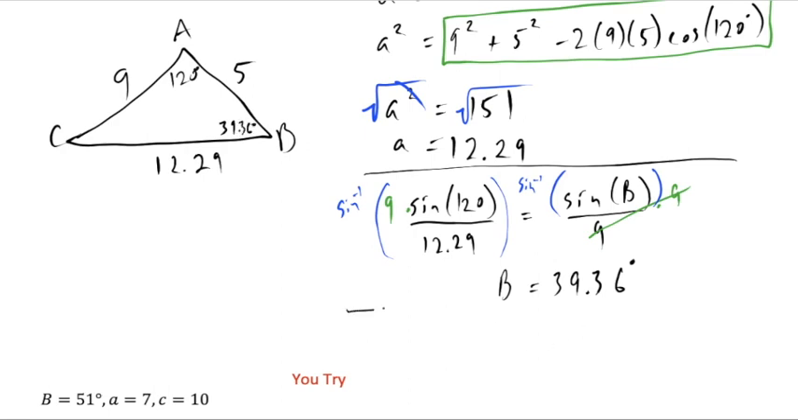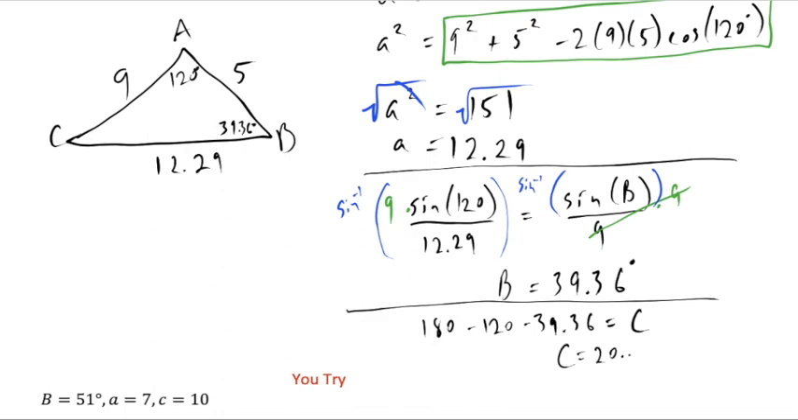The last thing I need to do is find that third angle. We already have two angles, so I just need to find the third. So I'm going to use 180 minus the other two. 180 minus 120 minus 39.36 will give me the angle for C. Putting that into my calculator, I get out 20.64. So the last angle is 20.64.